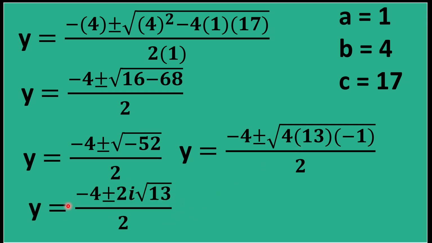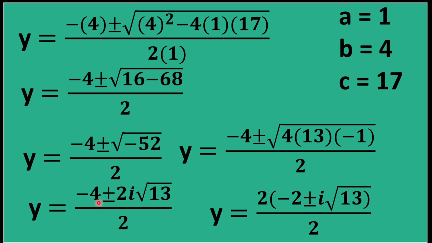So overall, this equation will become y equal to minus 4 plus minus 2 iota. This will come out in the form of 2, and this minus 1 will come out of the root in the form of iota. And this 13 will remain under the square root and divided by 2. And now we will take 2 common from here. So after taking 2 common here, minus 2 plus minus iota under root 13 divided by 2.